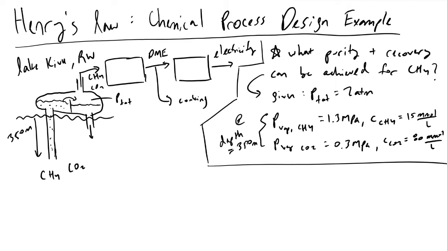So what I'm going to do in this video is go through a chemical process design example that will give an overview of how a chemical engineer would approach a problem like this in practice. To begin with the problem statement, we know that in Rwanda there is a lake called Lake Kivu, and in Lake Kivu at a depth of 350 meters there is a source of methane and carbon dioxide that is dissolved in the water.